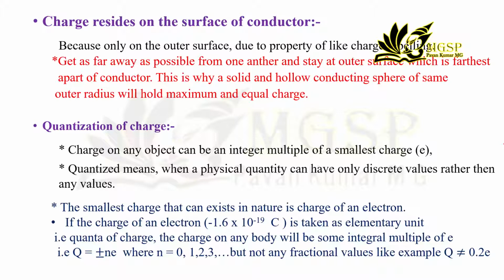Q can take a positive or negative value based on what we consider. Suppose n can be 1, 2, 3, 4. These are the integer values. But Q cannot have fractional values, like Q is not equal to 0.5, or Q is not equal to plus or minus 10 power minus 15 e. I will discuss this in brief in another video.